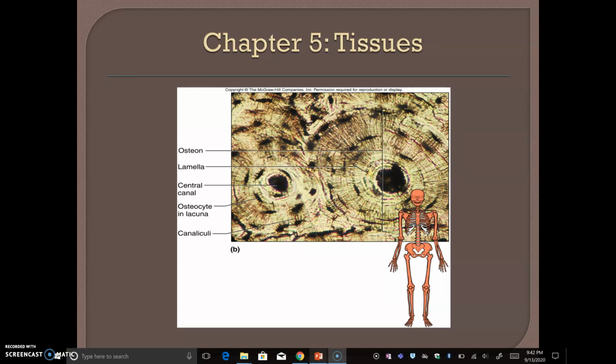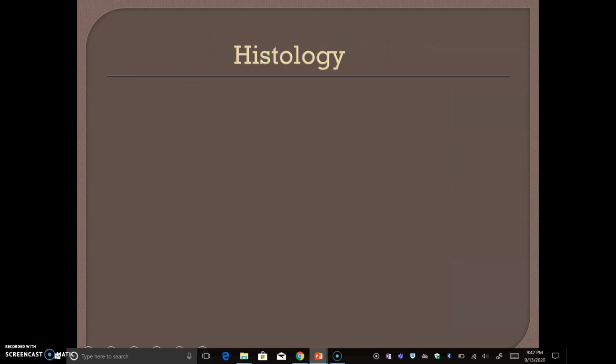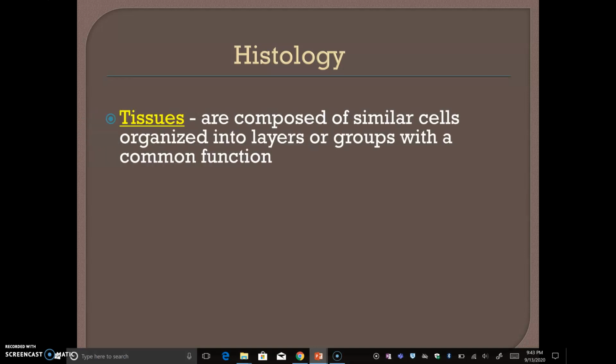Hi everyone, so we are going to move on to our next chapter here. We're going to be talking about different tissues that we're going to find in our body. Starting with the study of tissues, it is called histology, a term that you're going to hear. Tissues are composed of similar cells organized into layers or groups with a common function.